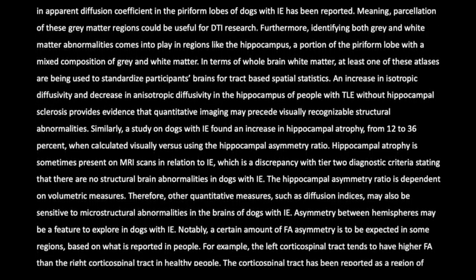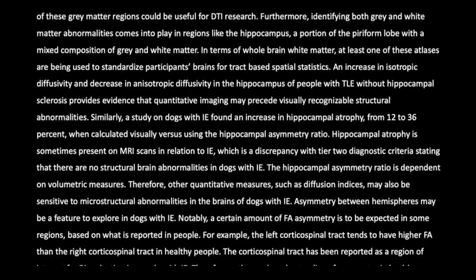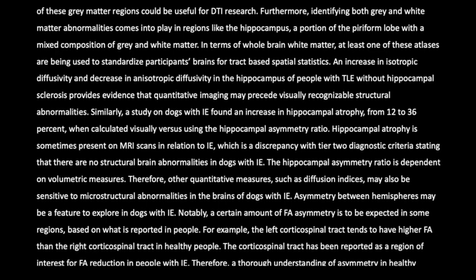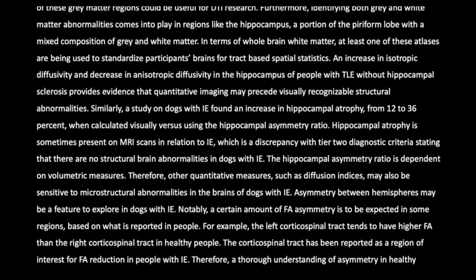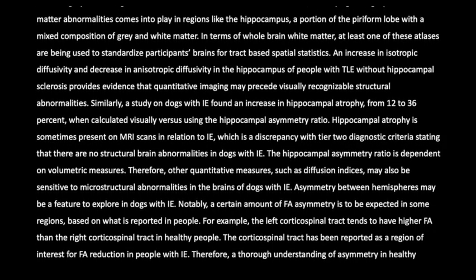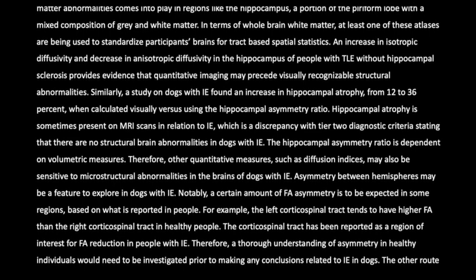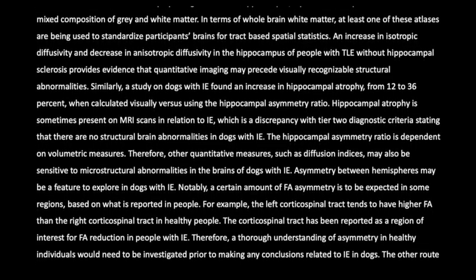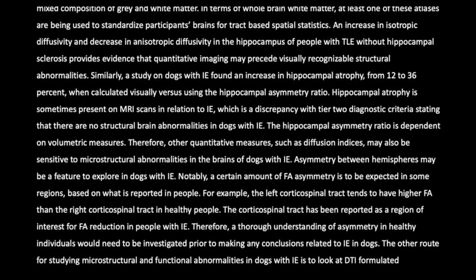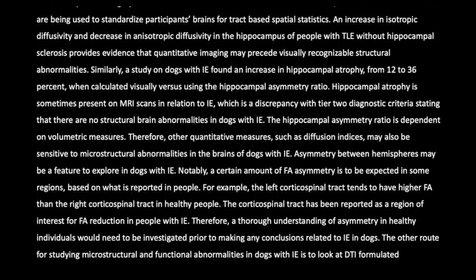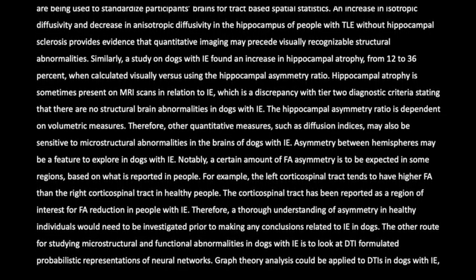An increase in isotropic diffusivity and decrease in anisotropic diffusivity in the hippocampus of people with TLE without hippocampal sclerosis provides evidence that quantitative imaging may precede visually recognizable structural abnormalities. Similarly, a study on dogs with IE found an increase in hippocampal atrophy, from 12 to 36%, when calculated visually versus using the hippocampal asymmetry ratio. Hippocampal atrophy is sometimes present on MRI scans in relation to IE, which is a discrepancy with Tier 2 diagnostic criteria stating that there are no structural brain abnormalities in dogs with IE.